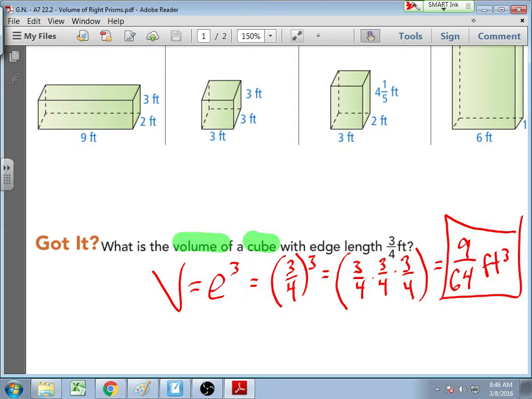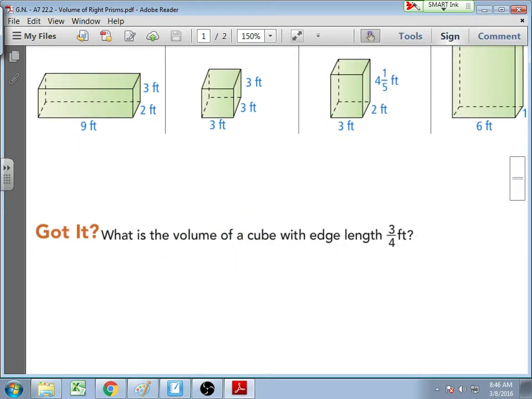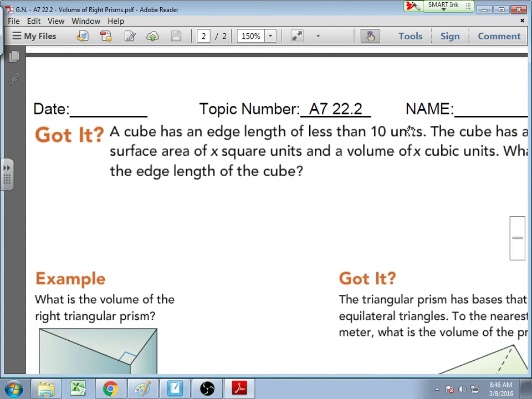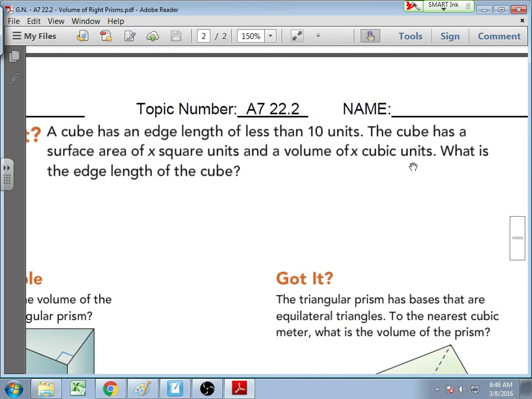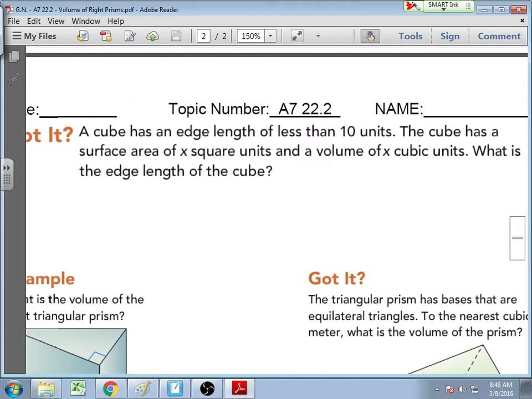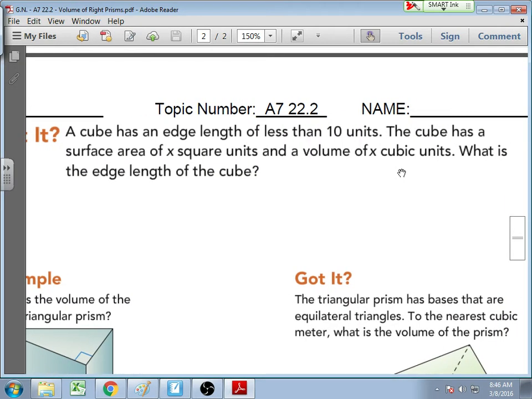As always, please let me know if you have any questions, comments, or concerns at this point. The back is where we start to get a little bit more interesting. So a cube has an edge length of less than 10 units, and the cube has a surface area of x square units and a volume of x cubic units. What is the edge length of the cube?